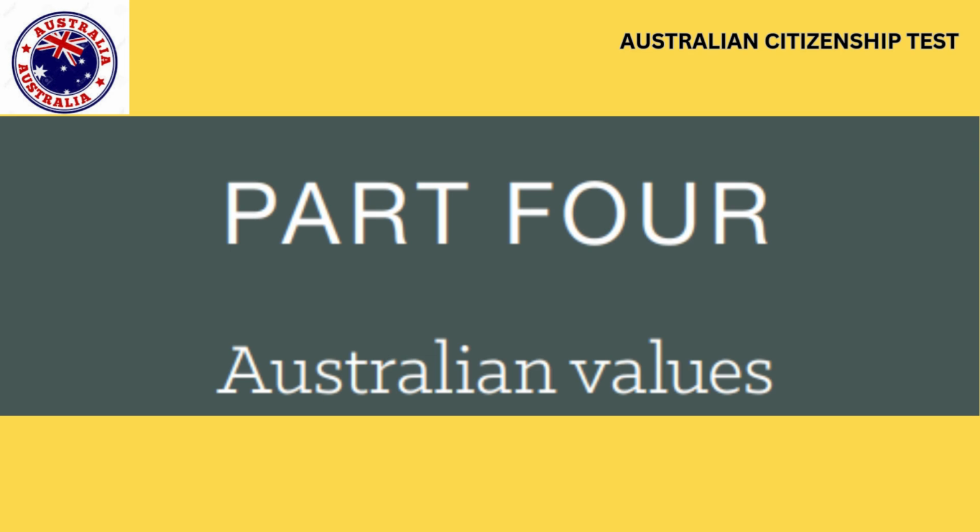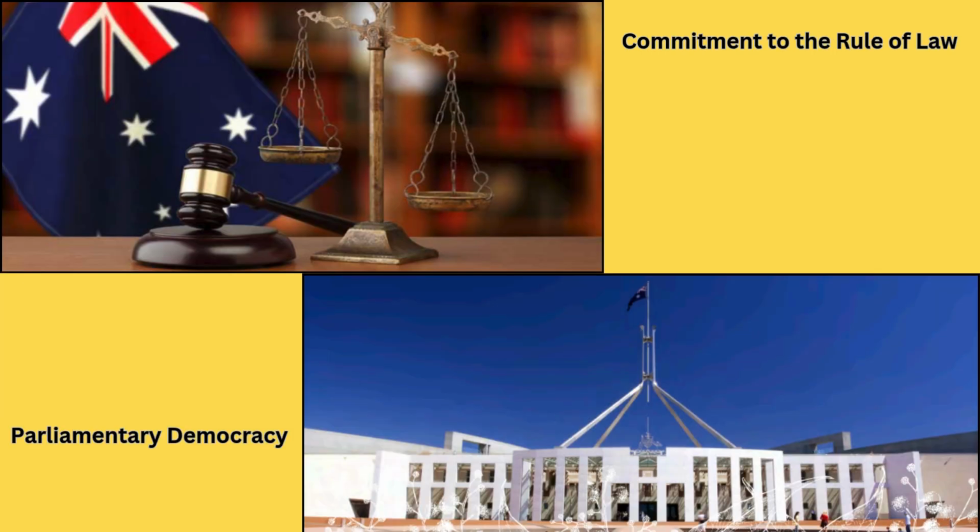The 4th part of the official booklet is Australian values, which is the most crucial section for the test. The key aspect to focus on is the commitment to the rule of law in Australia. Everyone is equal under the law, and all are expected to obey it. It's crucial to understand that breaking the law will result in penalties, even if no one is watching.